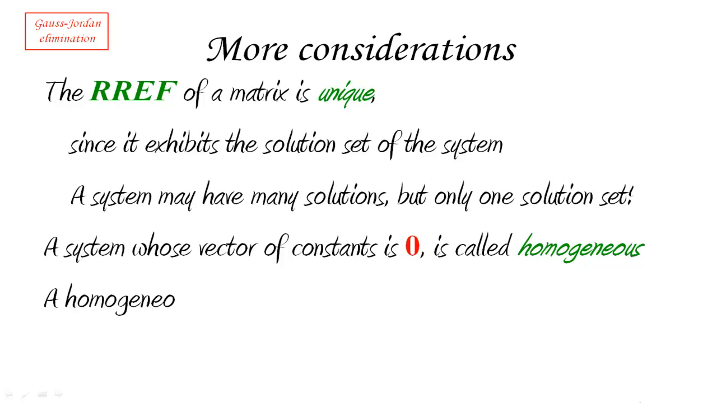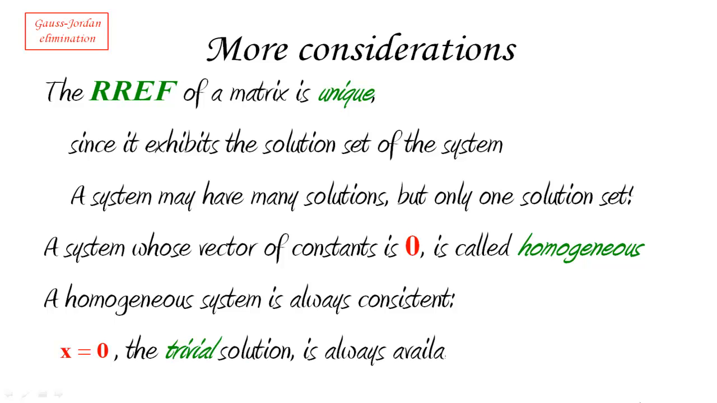Now, of course, a system like that always is consistent, because, well, can you think of what the solution is? If all the constants are 0, all I have to do to get a solution is set all the x's, all the variables, to be 0, right? So this particular solution, which always exists for a homogeneous system, is called the trivial solution. But the problem for a homogeneous system usually is, does it have other solutions? So we know that it always has the trivial solution, and therefore we're going to be studying whether it has other solutions or not.